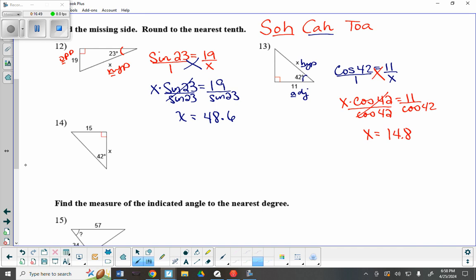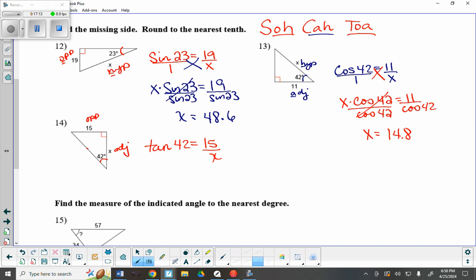All right, another one. So we have an angle across. We have a 15, which is opposite. The hypotenuse is over here, and so this is the adjacent. So opposite and adjacent, that's going to be tangent. So tangent of 42 is equal to the opposite over the adjacent.